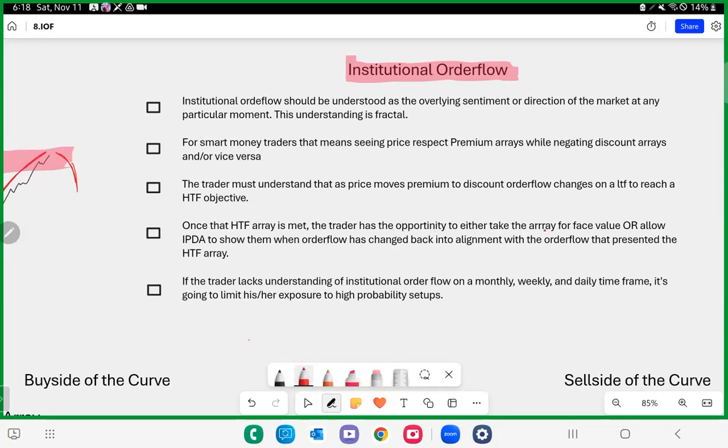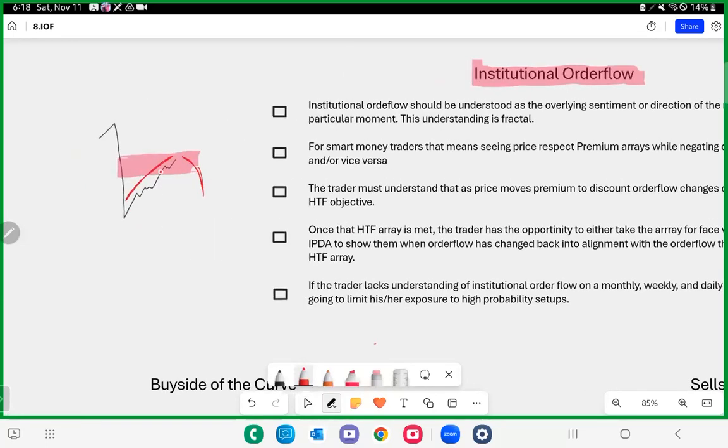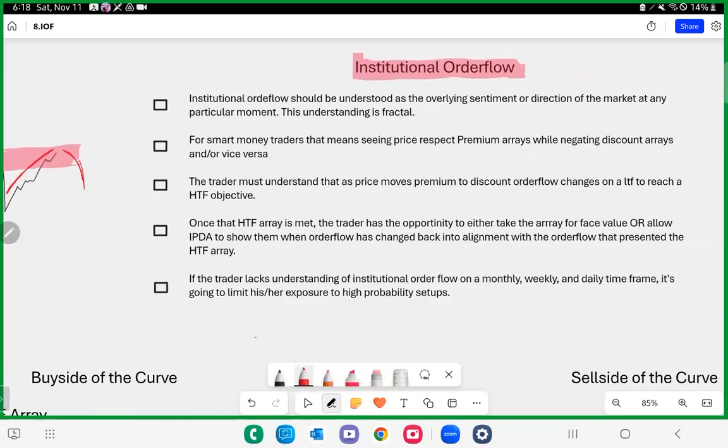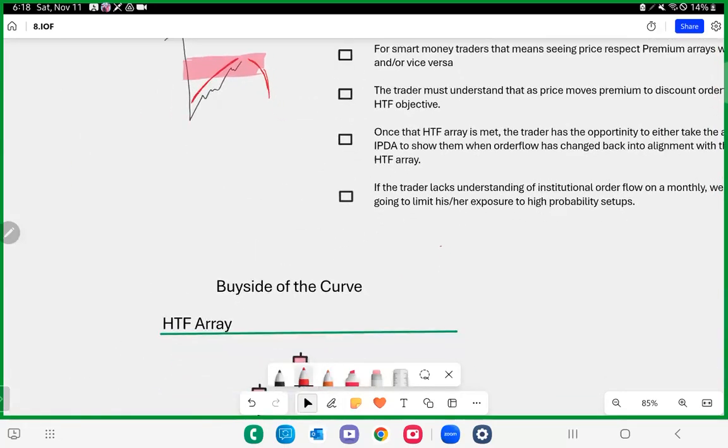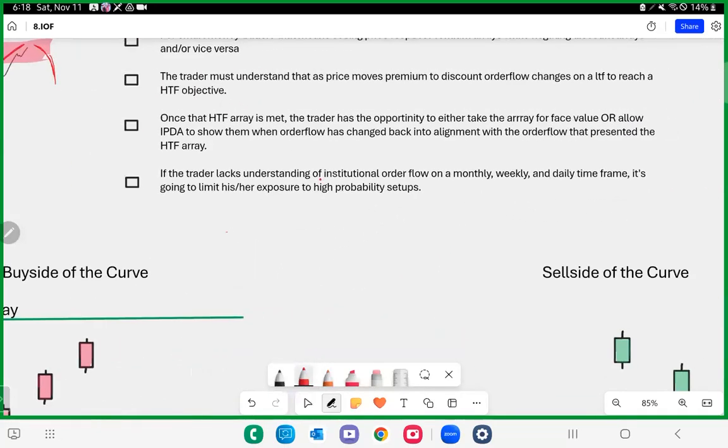Once that higher time frame array is met, the trader has the opportunity to either take the array at face value, meaning once price reaches that array, you can just take a short, or, which I think is a lot more proficient, you can allow IPDA to show you when order flow has changed back into alignment with the order flow that presented the higher time frame array to begin with. If the trader lacks understanding of institutional order flow on a monthly, weekly, and daily time frame, it's going to limit his or her exposure to high probability setups.